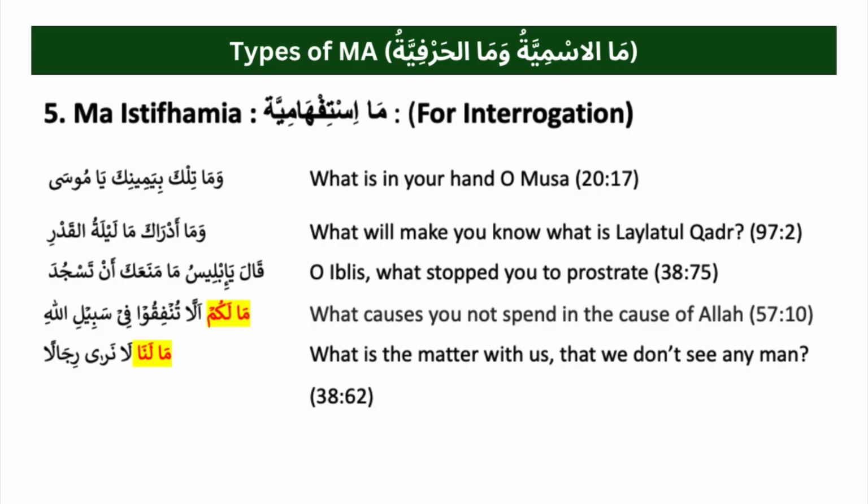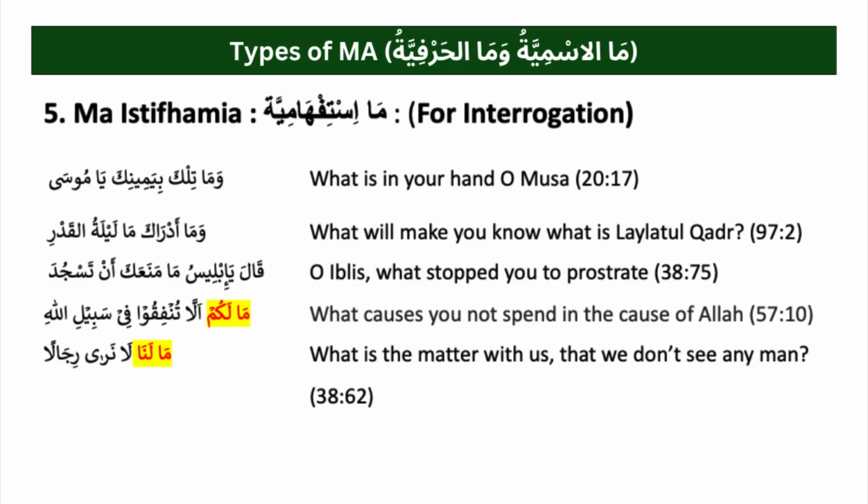The third example is, Qala ya iblisu ma mana'aka an tasjuda? O Iblis, what stopped you from prostrating? Again, ma is asking for the reason or cause. The fourth example is, Ma lakum alla tunfiqu fi sabilillah? What causes you not to spend in the cause of Allah? This is a very useful example because in English we might translate it as what is wrong with you or what causes you. But in Arabic, the key point is that ma is the interrogative tool introducing the question.